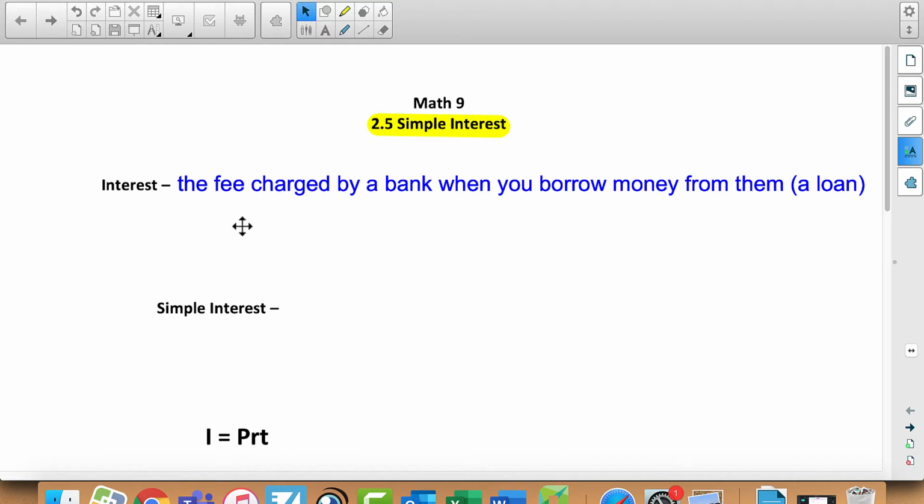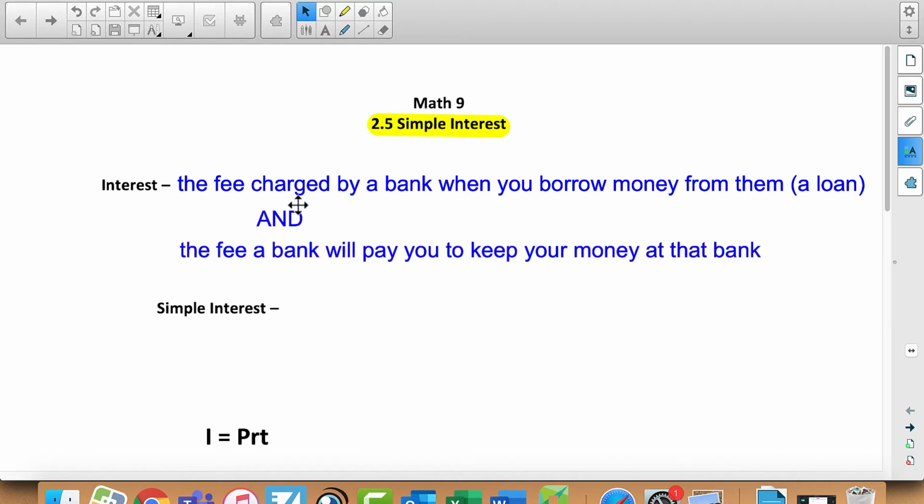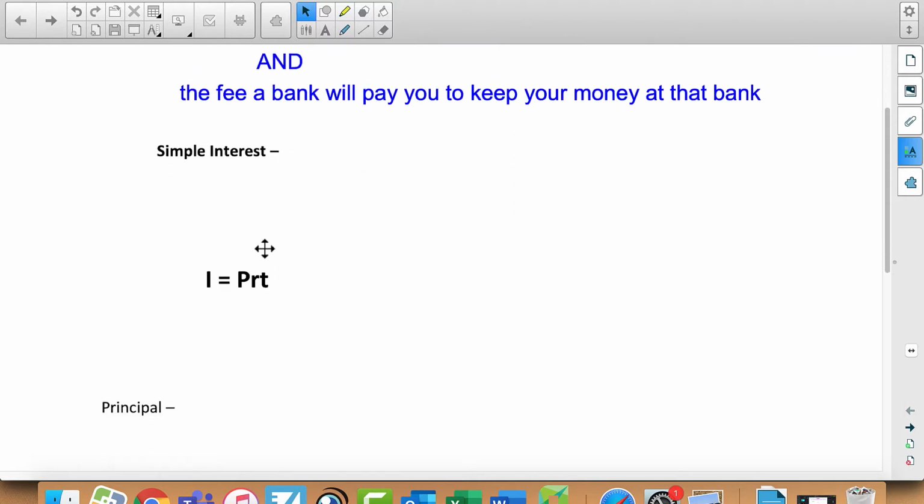Interest is also good. Because if you put money in the bank, in a savings account, then the bank will actually pay you to keep your money in the savings account. So the money that they pay you is also called interest. Interest bad up here, interest good down here. So there's two types of basic interest. One's called simple interest and one's called compound interest. And this year I only have to teach you about simple interest.